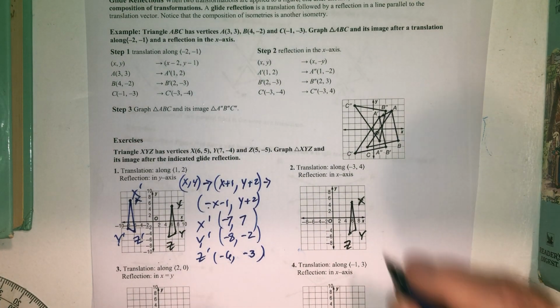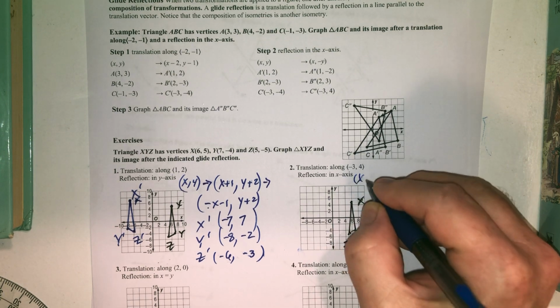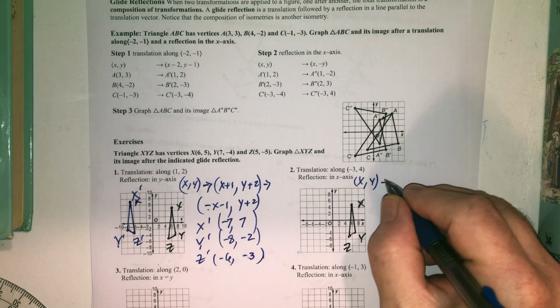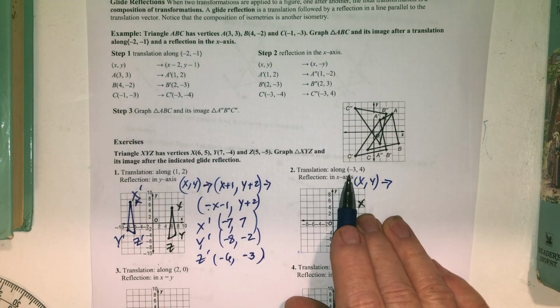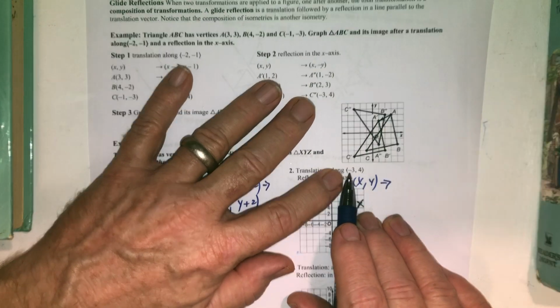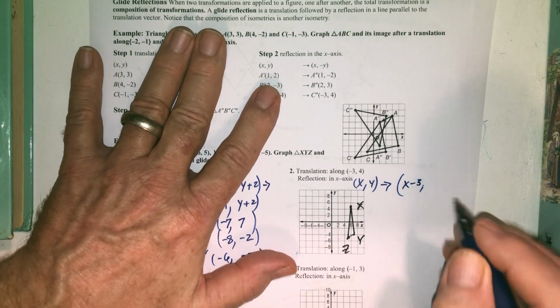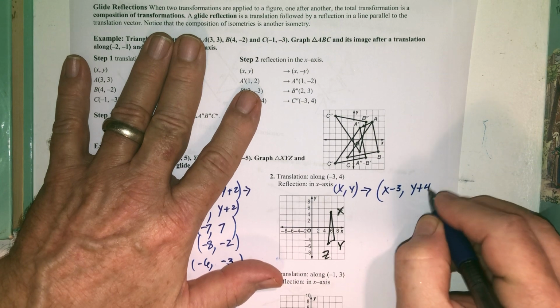Now I'm going to write my rule, and I think it helps to write that intermediate step. If we translate along this vector, we're going to get (x minus 3, y plus 4).